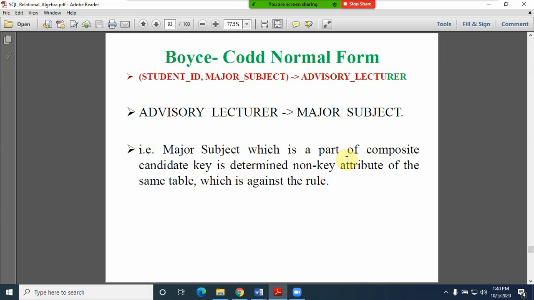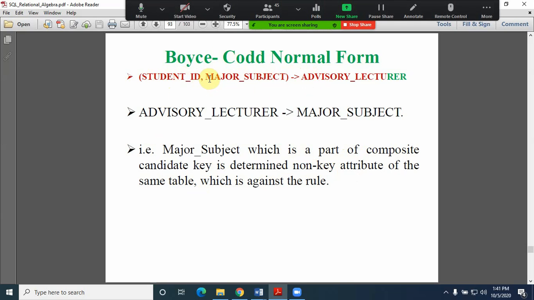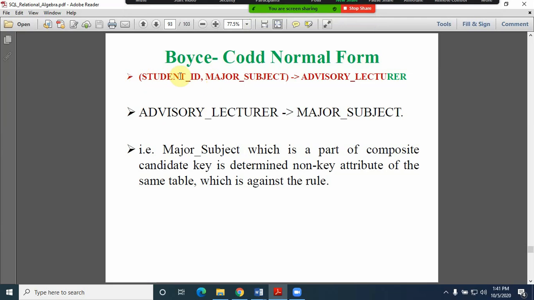Now the problem here is that the major subject, which is a part of the composite candidate key, is determined by a non-key attribute of the same table, which is against the rule. Actually the advisory lecturer. If you refer to student ID and major subject, these are the composite key, for example, and we are observing based on the students. Suppose Ritu is there and Sandeep is there. I am taking those student IDs and considering their major subjects.